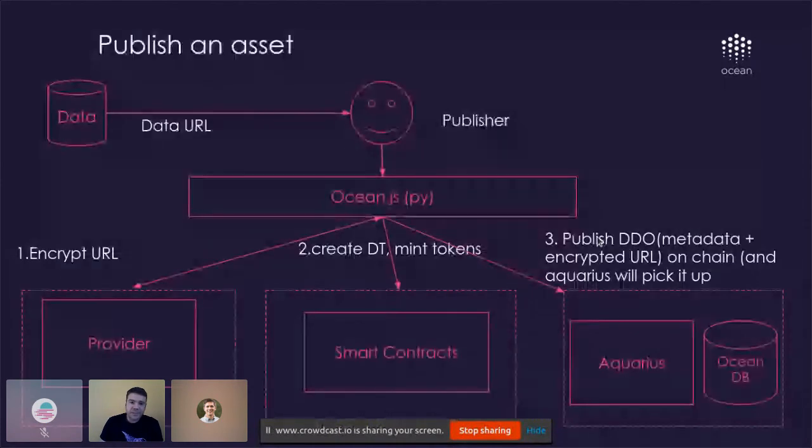In terms of how it works, as a publisher, you'll start out with the URL that links to your data. The first step is to encrypt the data, which is done by our provider. These calls are made by our libraries, either OceanJS or OceanPy. The second step is to create the data token and then mint it, which is done by the smart contract. Then finally, we publish the DDO on-chain, which includes the metadata and the encrypted URL. Then our service called Aquarius picks that up and caches it to make it easier to search, and we're also using Elasticsearch as part of that.